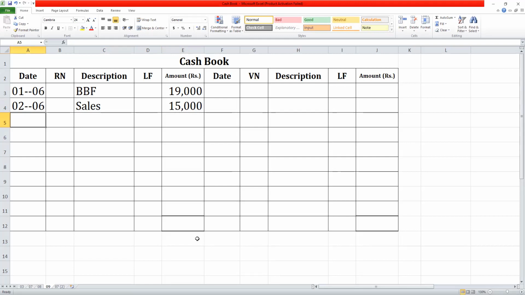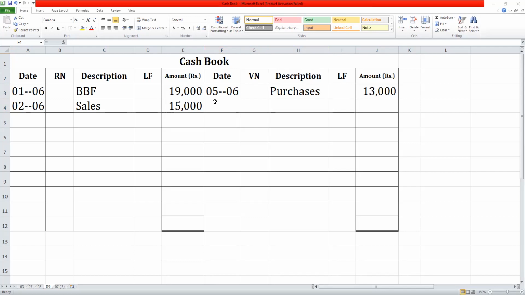After the 2nd of June, what is the next date? Dates follow. It is 5th of June. It is purchases. The purchases account is debited. Then the cash book has to be credited. 5th of June, purchases, amount is 13,000.